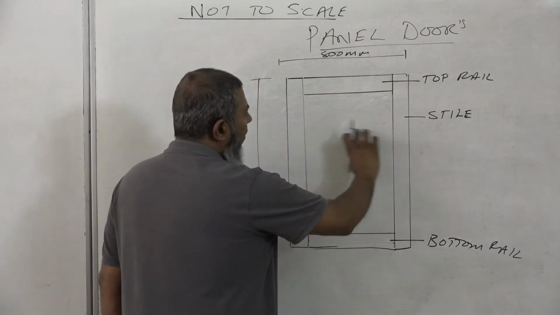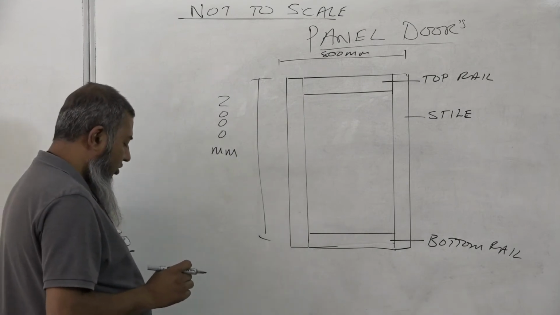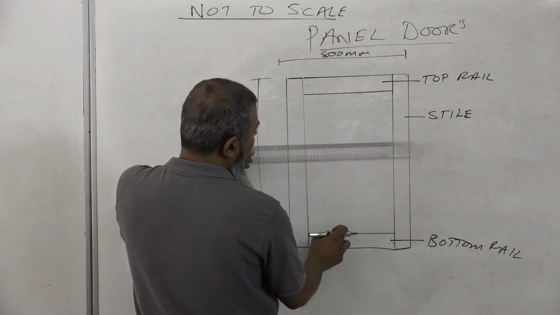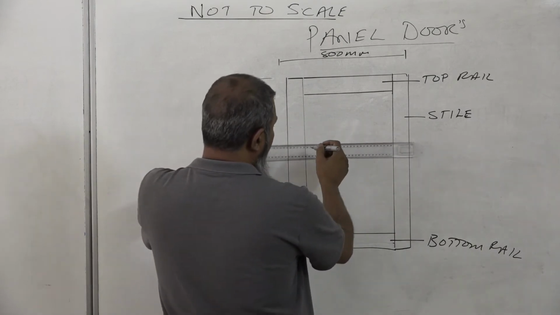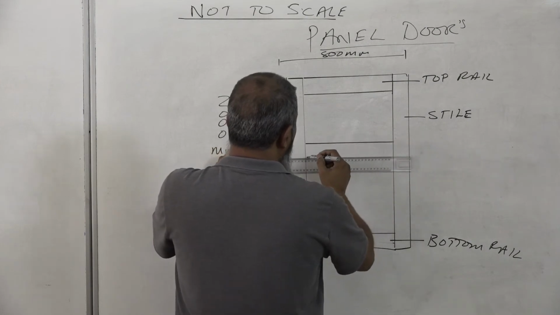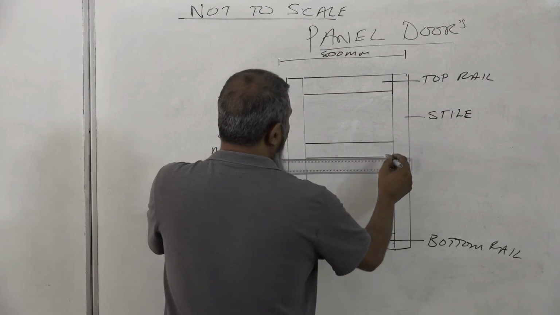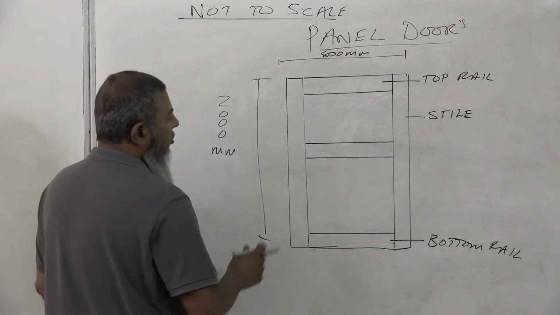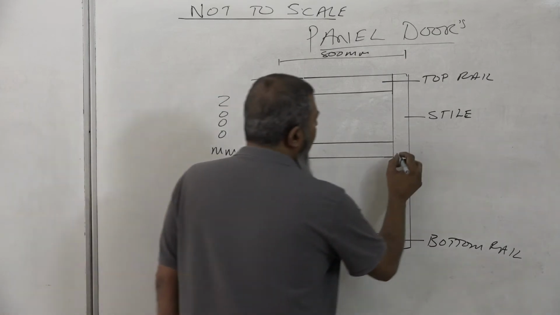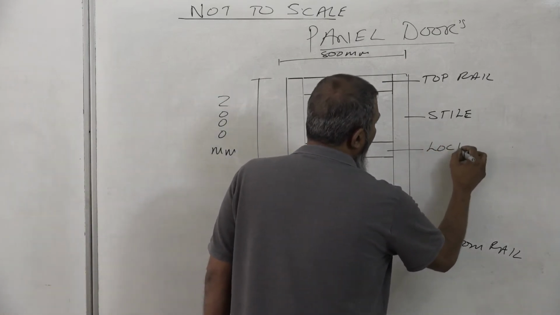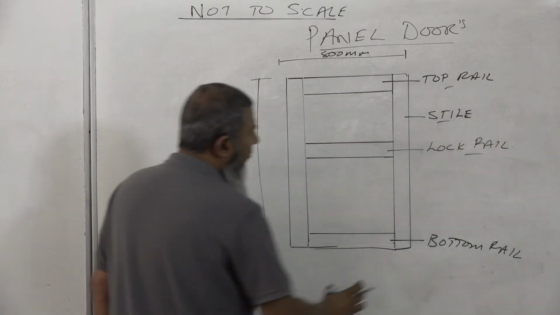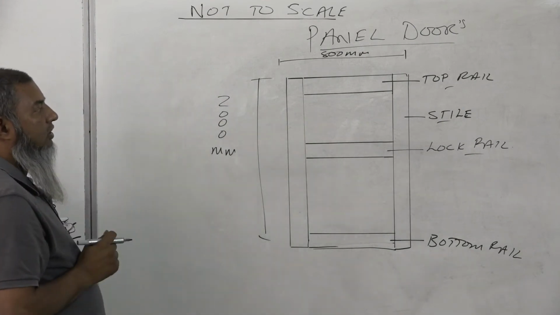We can have a lock rail in the center because every door needs to be locked. Every door needs to have a lock. So normally what happens with this, they can either ask you for a high lock rail or a normal lock rail. Let's do a normal lock rail. So more or less center, we have a lock rail. This portion of the door is more solid than the rest of it. Why? For us inserting a lock. So this is called a lock rail. So we have the top rail, bottom rail, a lock rail, and our stiles around it.